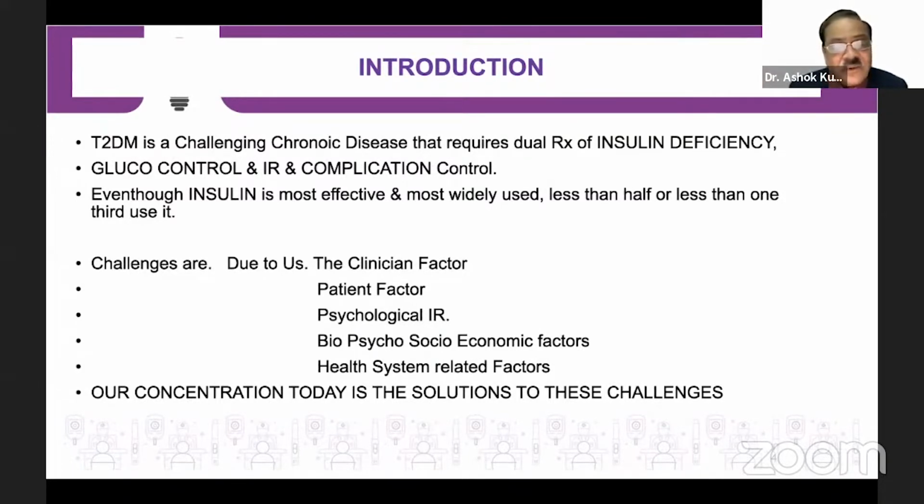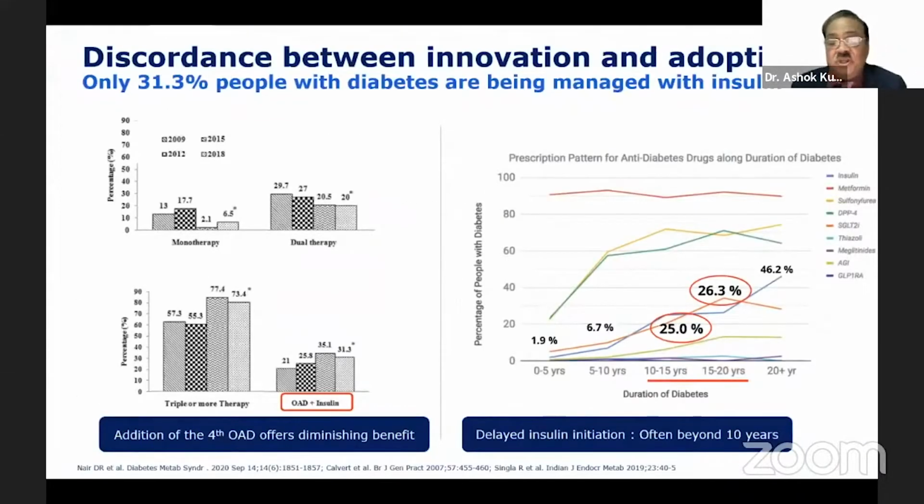Now, so therefore, what are the challenges? Challenges are many. I'll discuss them under clinician factors, where we are responsible for the initiation difficulties, the patient factor, the psychological factor, which I call psychological insulin resistance. In fact, literature describes it as that, not my own invention, and the various biopsychosocial and of course economic factors that hinder initiation, and also a few health system related factors. Now, therefore, our concentration today is not on the challenges but the solutions.